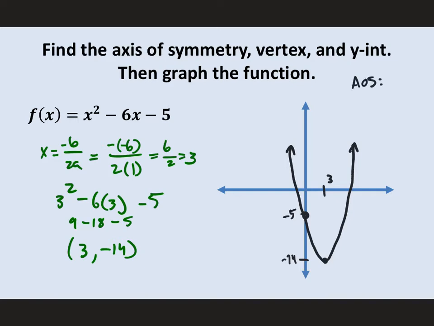Identify your key features. Your axis of symmetry, we found that first. That was x equals 3. Your vertex, we found that second, was 3, negative 14. And your y-intercept is your c value. The y-intercept is 0, negative 5.